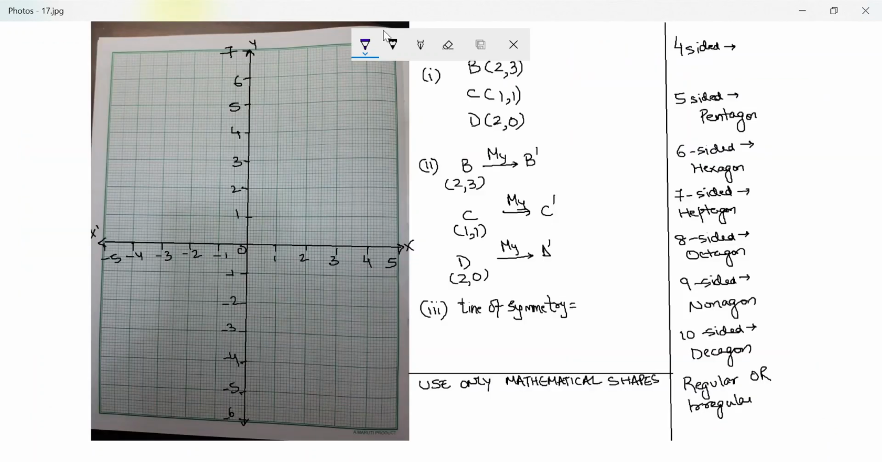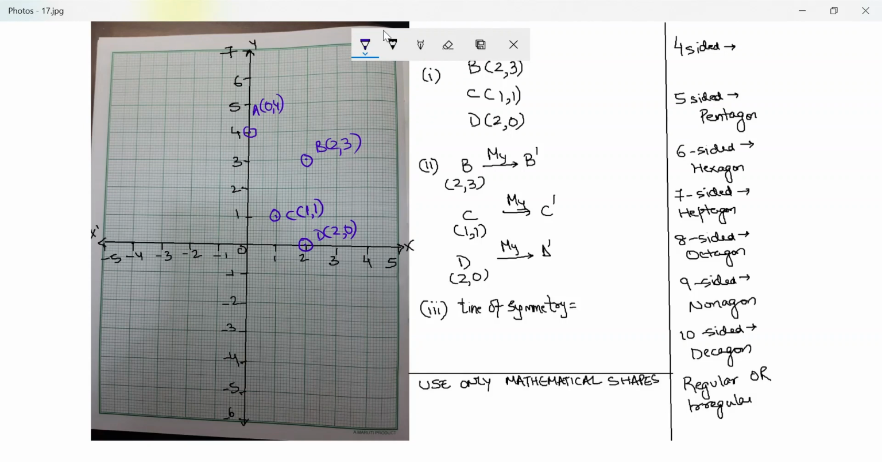Last question of this chapter, question number 17. Use a graph paper for this question. Take 2 centimeters is equal to 1 unit on both the axes. Plot the following points: A 0, 4. So 0, 4, that's my point A. Next, B 2, 3. So this is B 2, 3. That's B. Next, C 1, 1. This is C 1, 1. D 2, 0. D 2, 0.